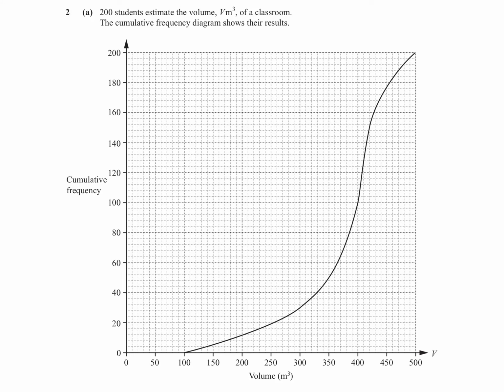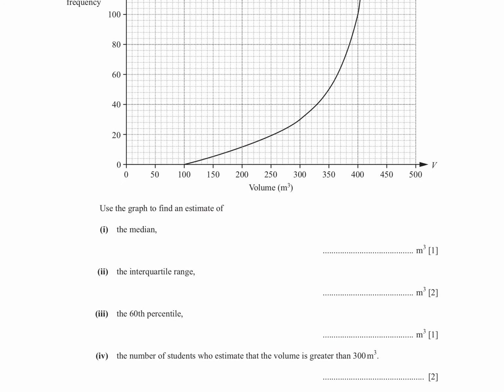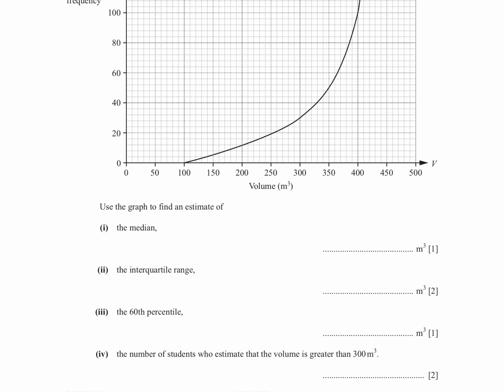2a. 200 students estimate the volume V meters cubed of a classroom. The cumulative frequency diagram shows their results. Use the graph to find an estimate of the median.